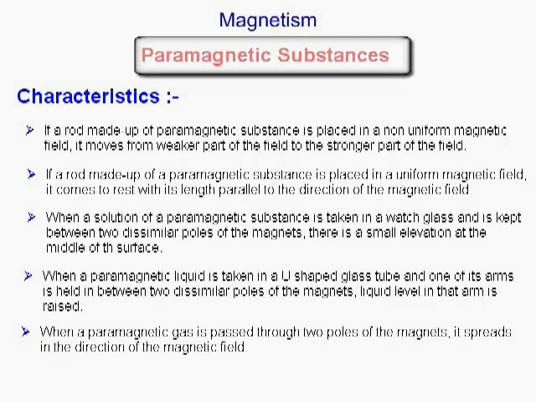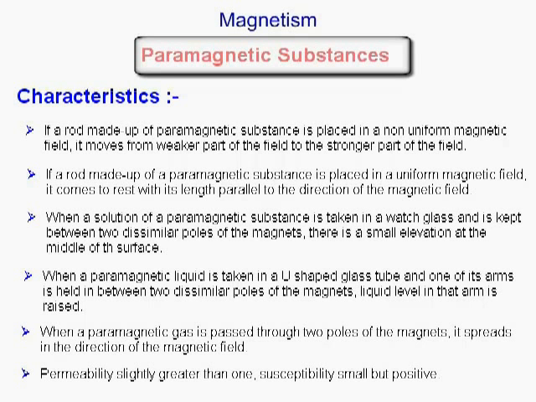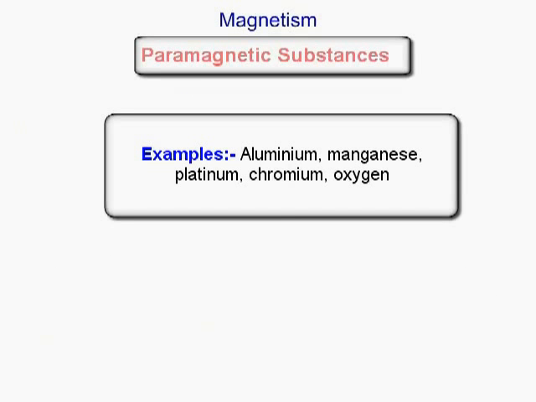When a paramagnetic gas is passed through two poles of the magnets, it spreads in the direction of the magnetic field. The magnetic permeability of paramagnetic substances is slightly greater than 1 and susceptibility is small but positive. Aluminium, manganese, platinum, chromium, oxygen, etc. show paramagnetic nature.